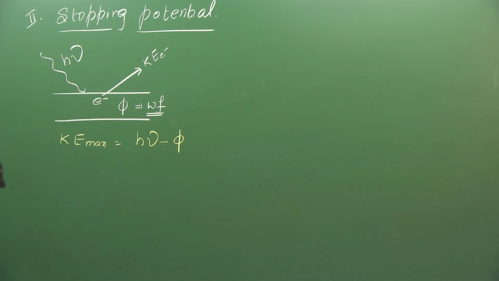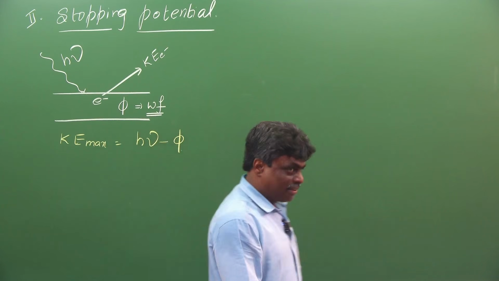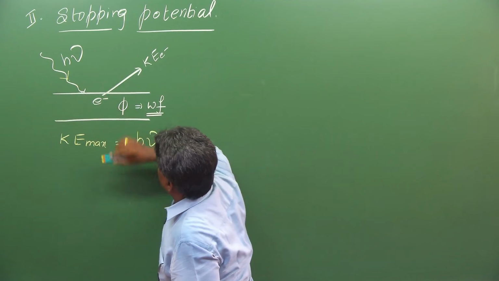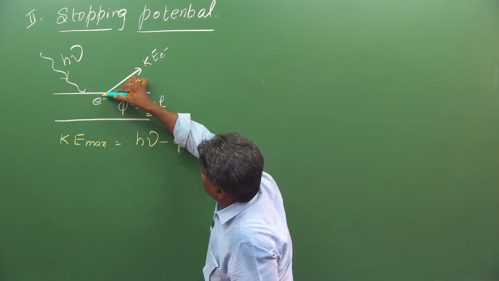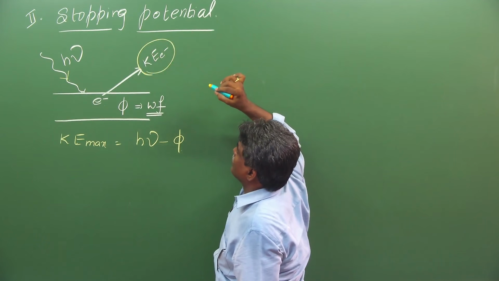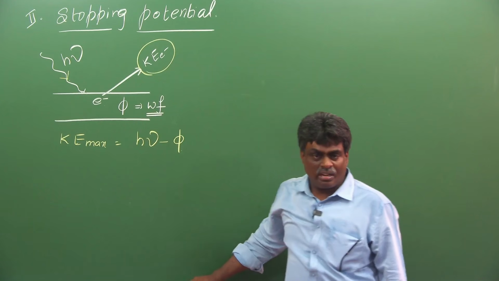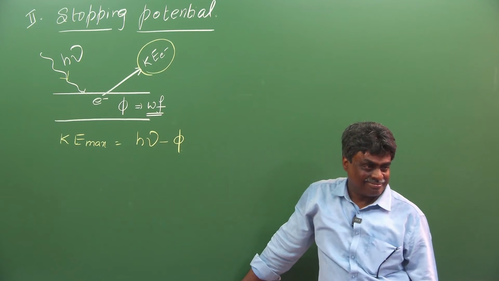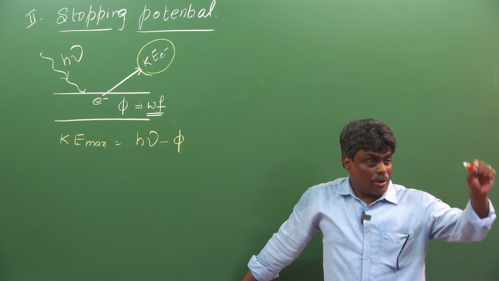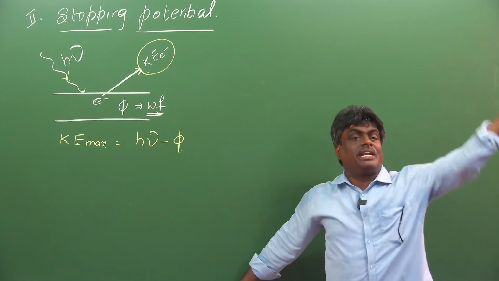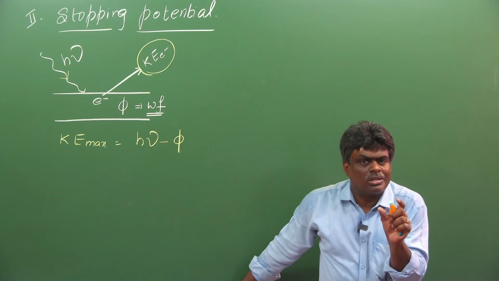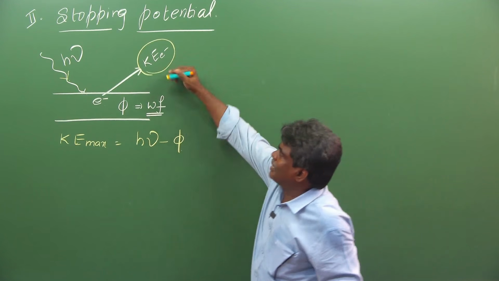That's good. So you are sending some energy, and the electron is absorbing that energy and coming out with some kinetic energy. Say yes or no? Yes. I want to stop that electron. What electron are you stopping? You are going to stop the most energetic electron. Why is it the most energetic electron? Its kinetic energy is max.